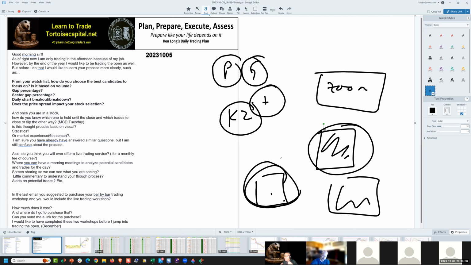Here's the problem with that idea. A lot of people just want to watch what I'm doing and then just do what I'm doing. If I wanted you to do that, I would just take your money and trade for you and keep a percentage, because that's much more efficient than you trying to just mimic what I'm doing.